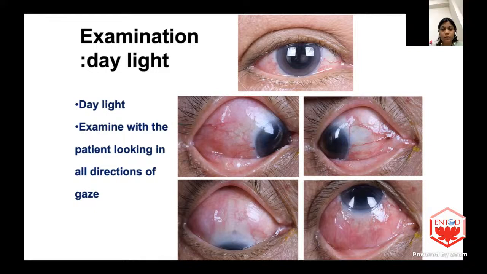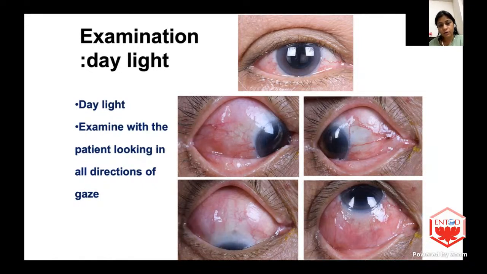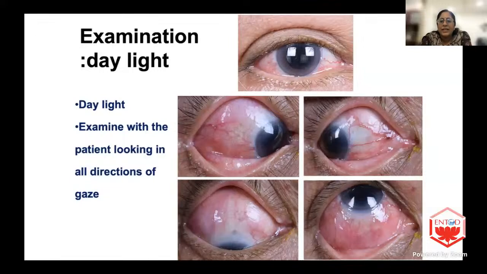Ma'am, we have to take the full systemic history, to identify the cause, because scleritis is associated with systemic disease. Okay. And we can go for B scan, and examine the fundus also. Yeah. We don't have to do B scan unless you're thinking of posterior scleritis as well.